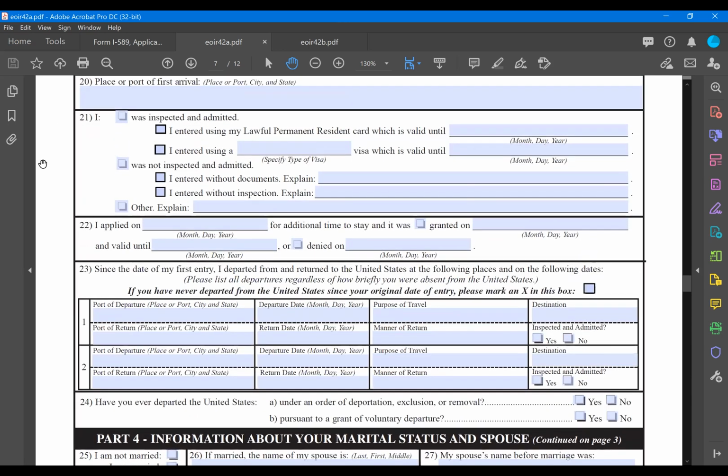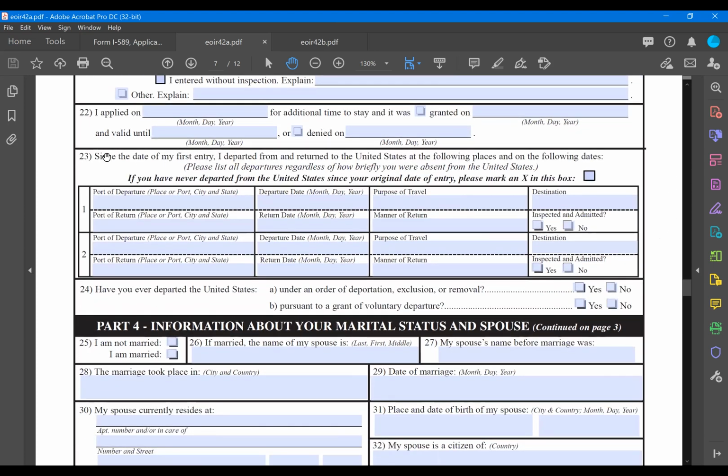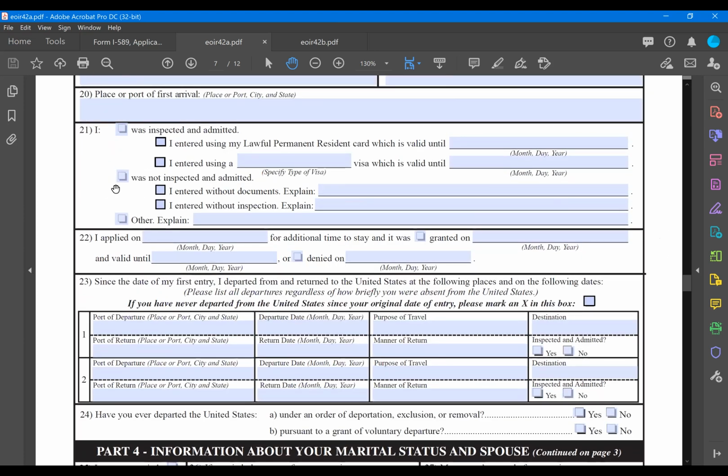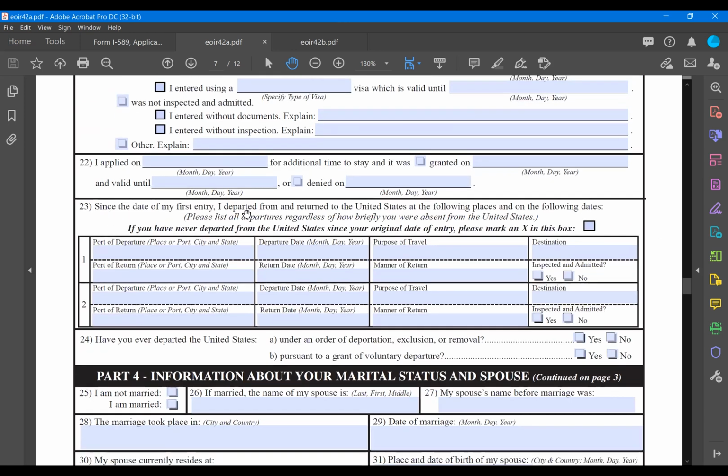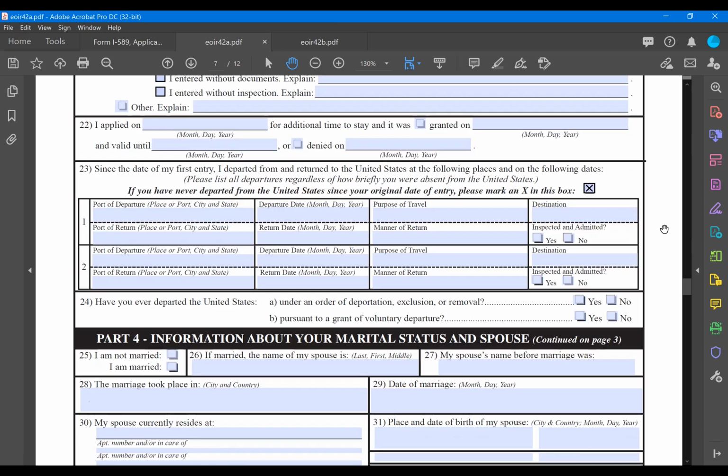If the person came here perhaps on a visa and they applied for additional time to stay, you would put that information here. I don't see that very often. And remember, this stuff was about the first entry. So since that first entry, if the person left the US and came back, you list out those visits down here. And again, you may need an addendum, as another sheet to explain all of this. They may have come once and never left. And if that's the case, you just mark this box here and then move on.